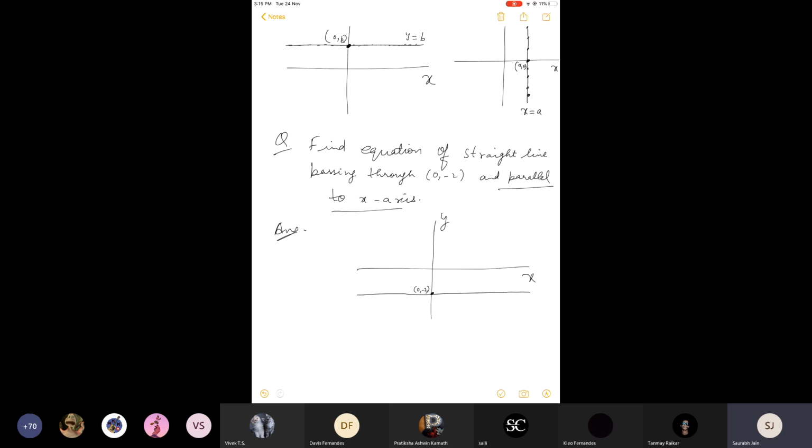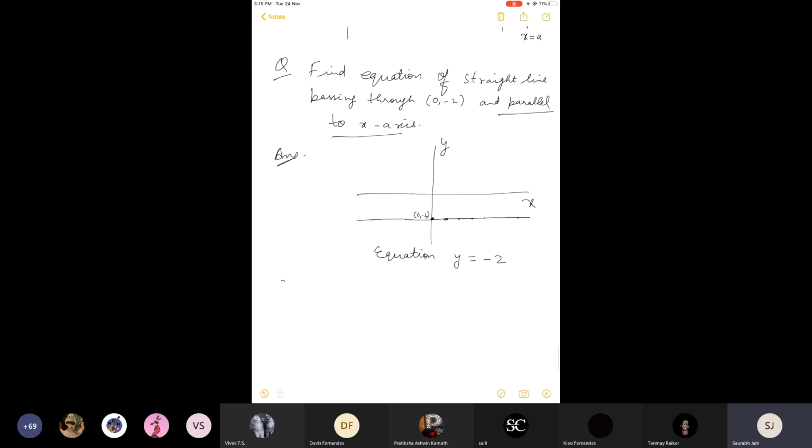And what I said, what will be its equation? Its equation will be y is equal to constant. And what is that constant? Minus 2. Because all the points on this line will have their height or depth, whatever you say, as minus 2. That's it.